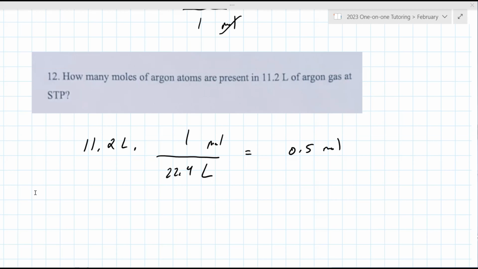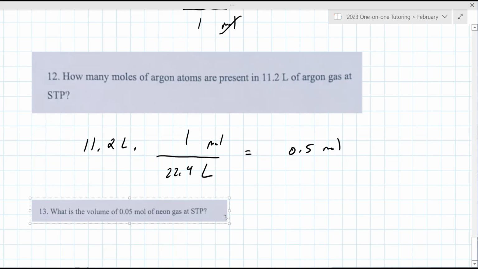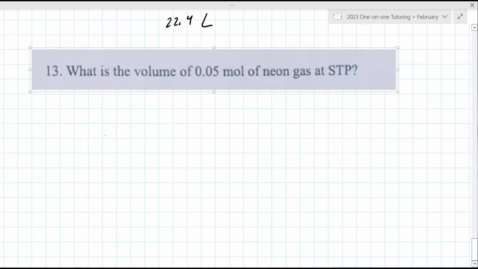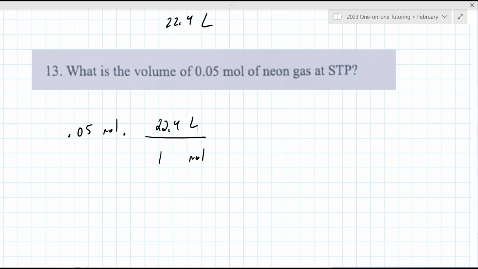13. So again, 0.05 moles, use the one that's given. Moles go on the bottom. 1 mole is 22.4 liters. It's the same for all of them. It's always 22.4. So that's 1.12 liters.